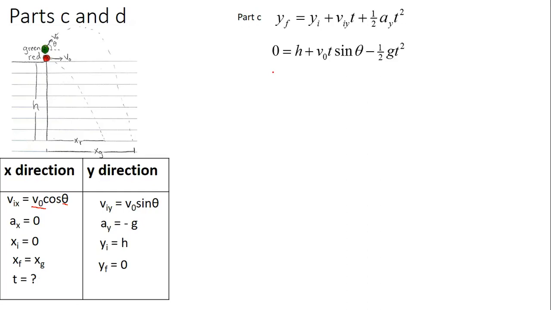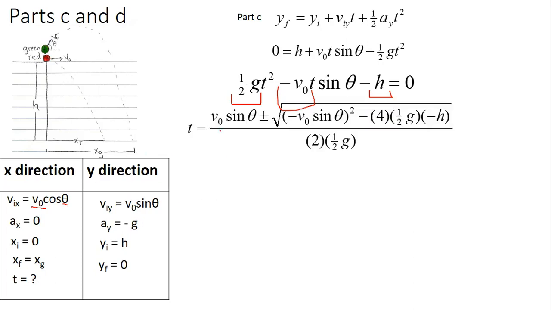So yf is 0, yi is h, etc. I'm going to put this into a slightly different format. So hopefully you guys can recognize now that this is in the form of a quadratic expression. So this is going to be our a term, this will be our b term, and this is our c term. So I'm going to go ahead and just do all that.